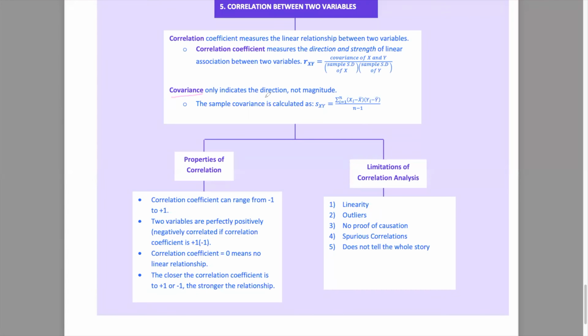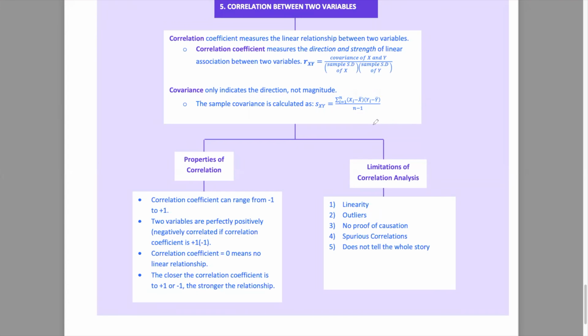Covariance measures the direction of the linear relationship between two variables. If the variables tend to increase together, the covariance is positive. If one variable tends to increase when the other decreases, the covariance is negative. Here is the formula for covariance. X and y are the variables, x bar and y bar are their mean values.